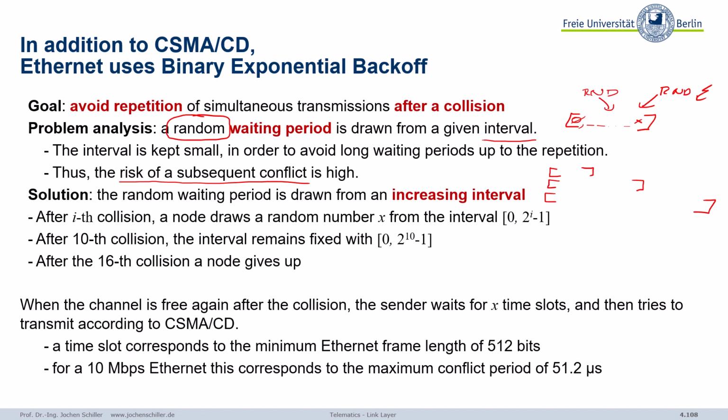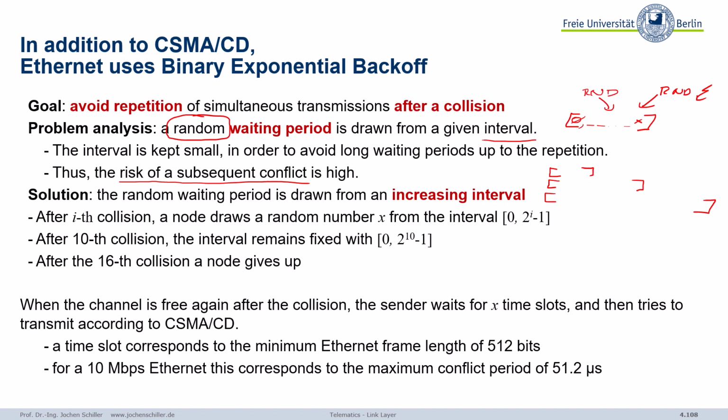So in the classical Ethernet, you had a certain slot length, and you also have so-called conflict periods. Why? We'll come back to this. So the standard defines exactly this: the intervals, the waiting, that is, after the 10th collision you fix it, and a maximum of 16 collisions. This is all in the standard.